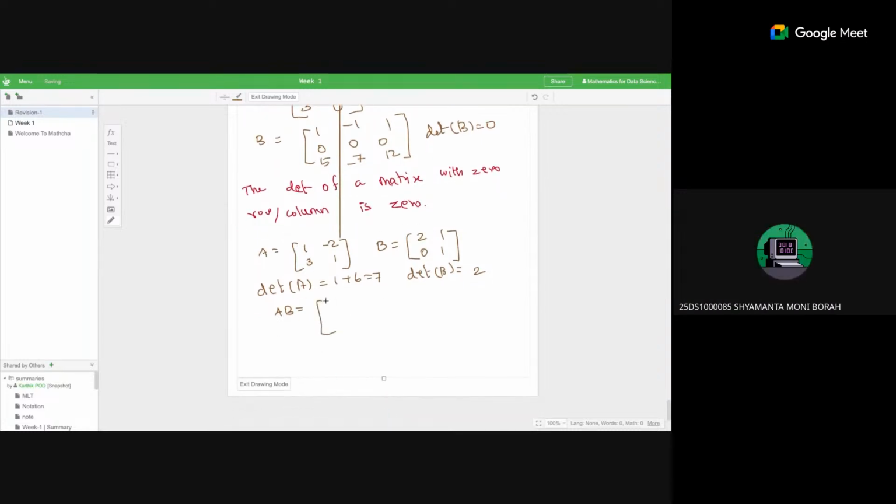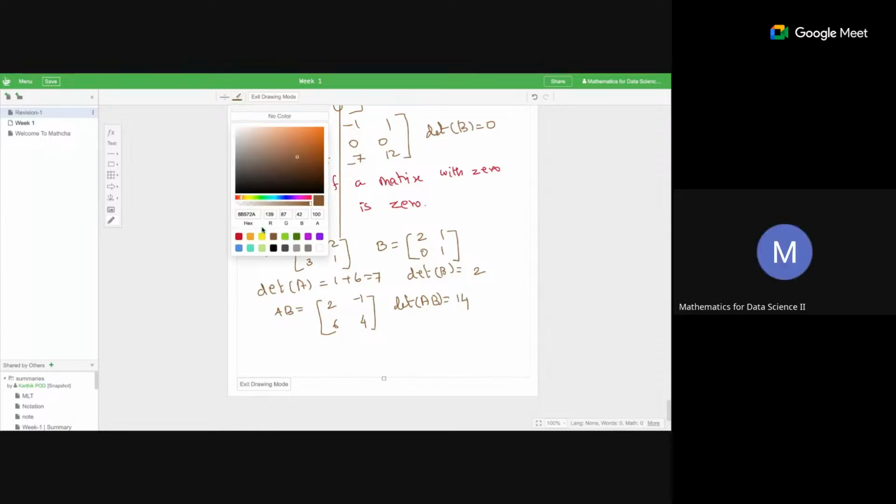The determinant of A into B is 14, not AB. So 2, 1, minus 2, minus 1, 6, 3 plus 3, 1, 4. Now what is the determinant of this matrix? Sorry, 8 plus 6, 14.